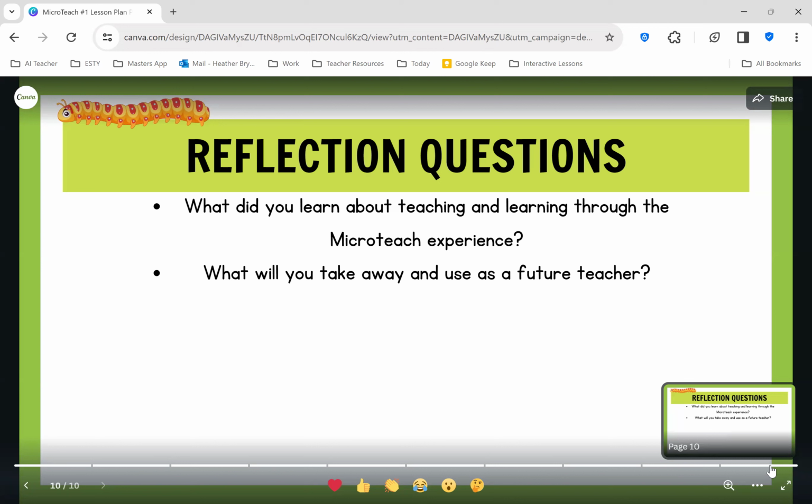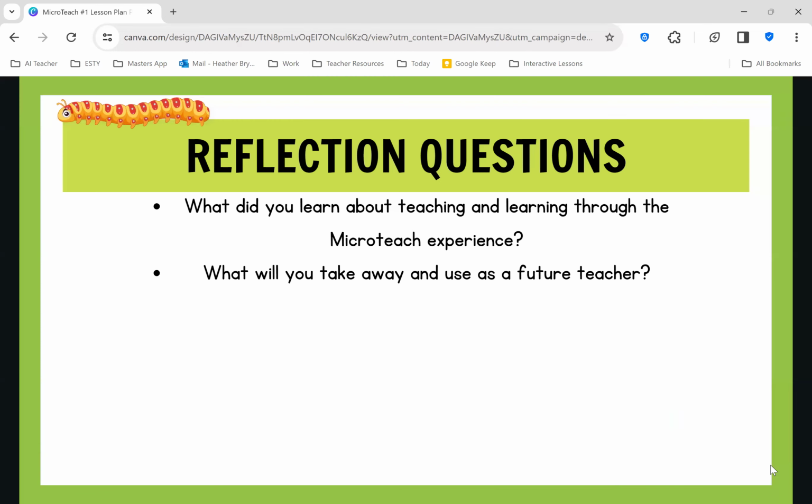For the second question, as a future teacher, I will take away the importance of differentiated instruction and ensuring every student has an opportunity for both collaborative and independent learning. It needs to be clear for communication, both in stating learning objectives at the beginning of the lesson and providing structured guidance throughout. Thank you.